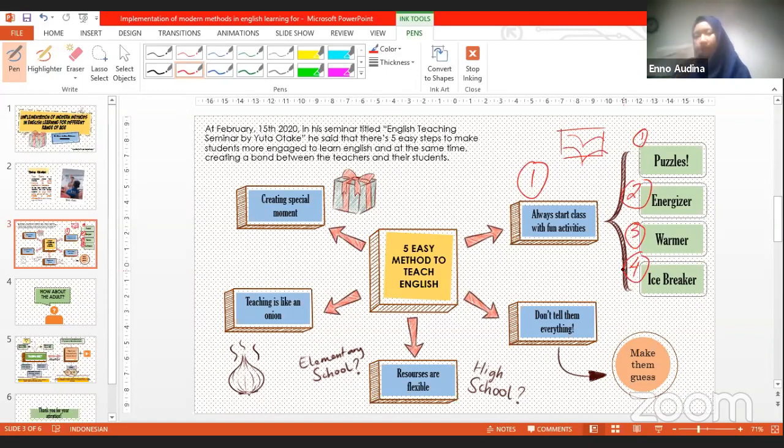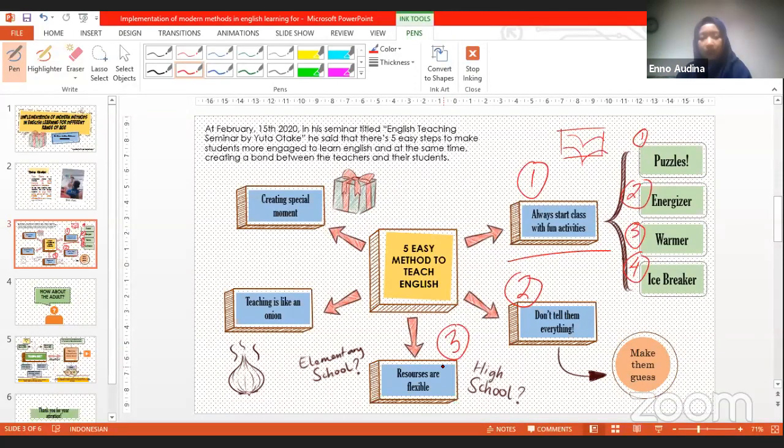So we are already at the four points of the first method: always start your class with fun activities. So I'll just continue to the second method. The second method is called do not tell them anything. The meaning behind this is that you can give your students something like a video or a picture, and don't let them know what it is about. You can just make them guess what it is. Like maybe it's a picture of a bird, and then you let them describe it, like the bird has different colors, or what kind of bird it is, and so on.